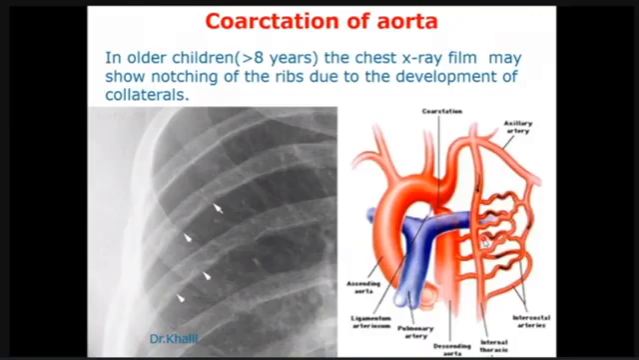By chest X-ray, in older children, because of these collaterals that I told you about, there might be notching of the ribs like this, as you see. Notching means a ridge with a pit-like depression, due to the tortuosity of these intercostal arteries which serve as collaterals between the subclavian artery and the descending aorta.